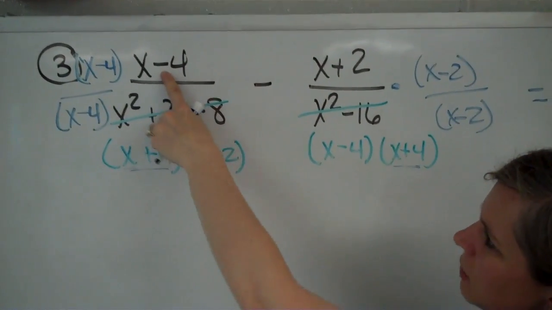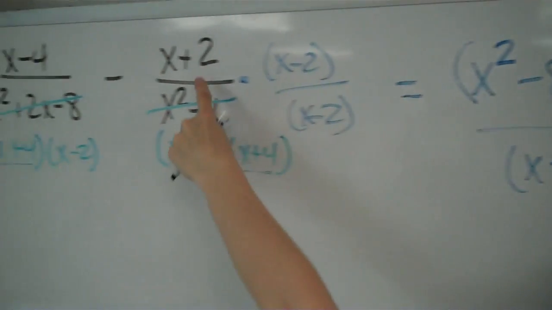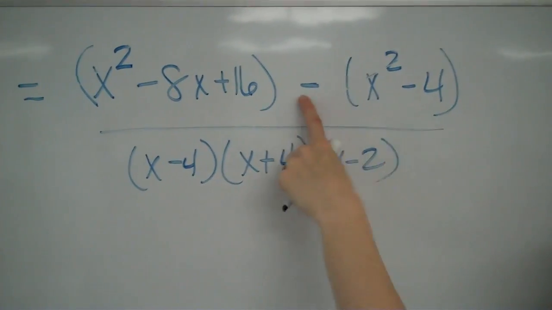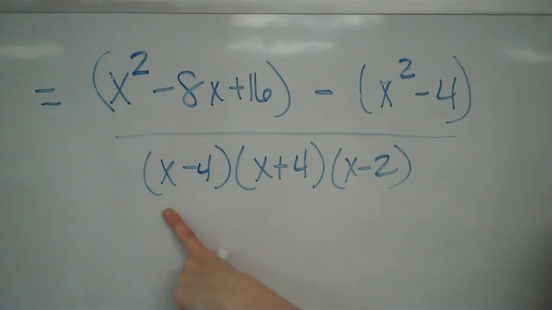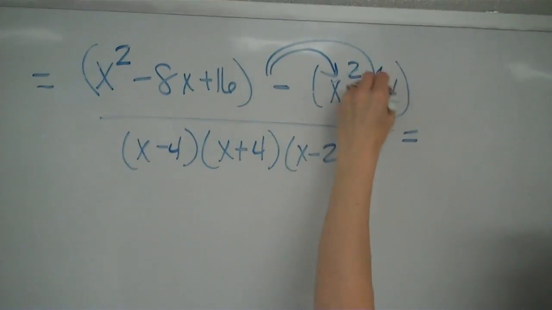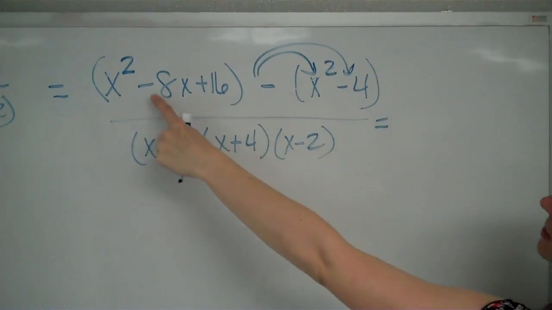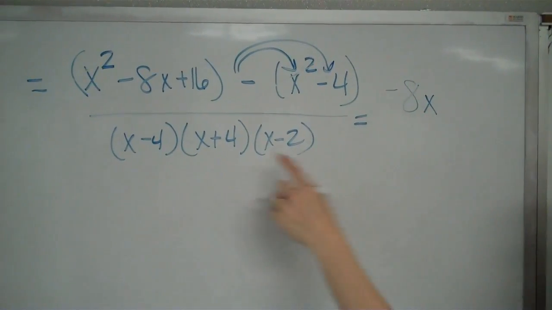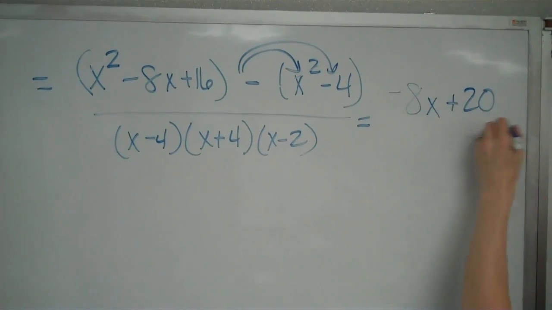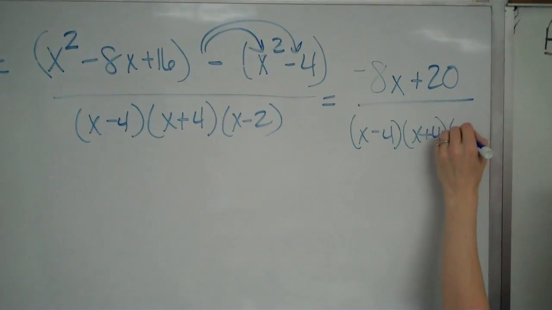It's a binomial times a binomial, so you have to FOIL, and I get x squared minus 8x plus 16. On this one, I FOIL those, x plus 2 times x minus 2, that's a difference of squares, so it's x squared minus 4, and I've got the subtraction sign in front of it, over my common denominator. Now I'm going to combine like terms, making sure that I distribute this negative sign. So I've got x squared minus x squared, cancels out and becomes 0. I still have a negative 8x, and then I have 16 minus negative 4, which is really adding 4, so that gives me plus 20 over the common denominator, x minus 4, x plus 4, x minus 2.